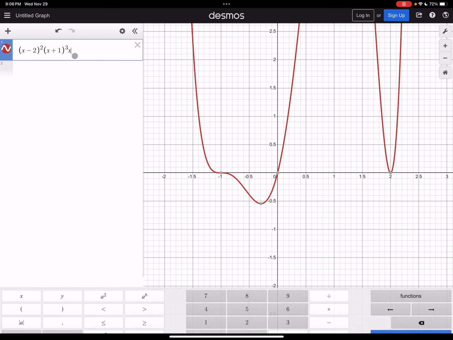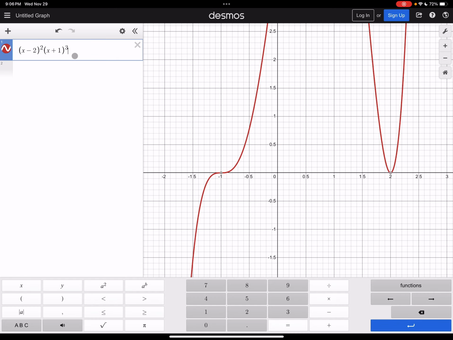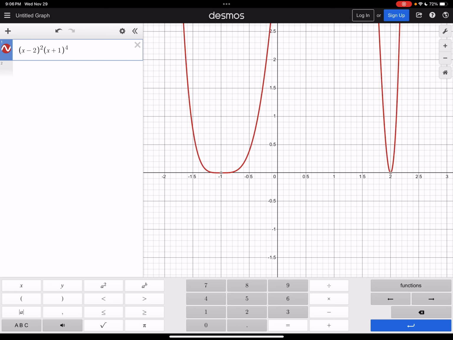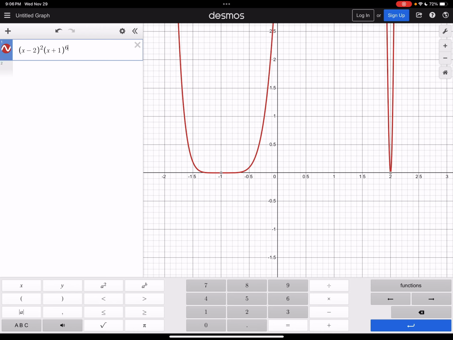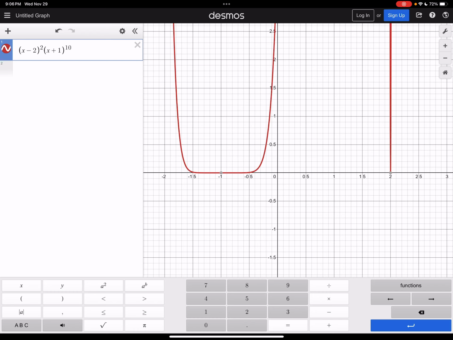But when you change it with even multiplicity, so you'll see that right now it's 3, change it to 4, I still get a bouncing motion. So when it's 4, it still bounces off. When it's 6, it bounces off. When it's 8, it bounces off. When it's 10, it bounces off, right? So as long as the power is even, if the multiplicity is even, the function will go down or it'll go up, and then it'll return the same direction, okay?